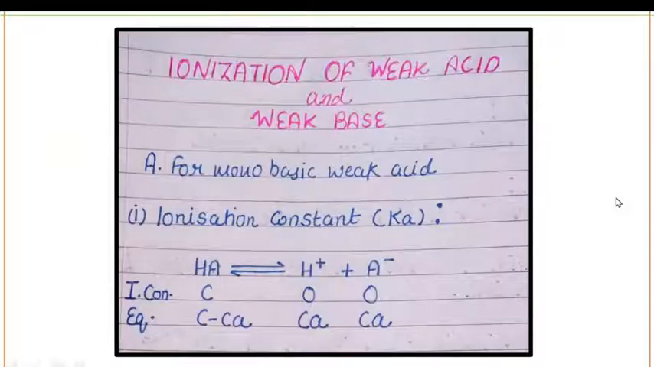Okay. Next we have the ionization of weak acid and weak base. For ionization of weak acid and weak base, we will see three different equations. Firstly we are going to talk about monobasic weak acid. The ionization constant for weak acid is represented by Ka. We have a reactant HA that is dissociated into H plus ions and A minus ions. Initially the concentration of reactant is C and the products are 0, 0. At equilibrium this becomes C minus C alpha and the products become C alpha and C alpha, as you have seen in the previous classes.